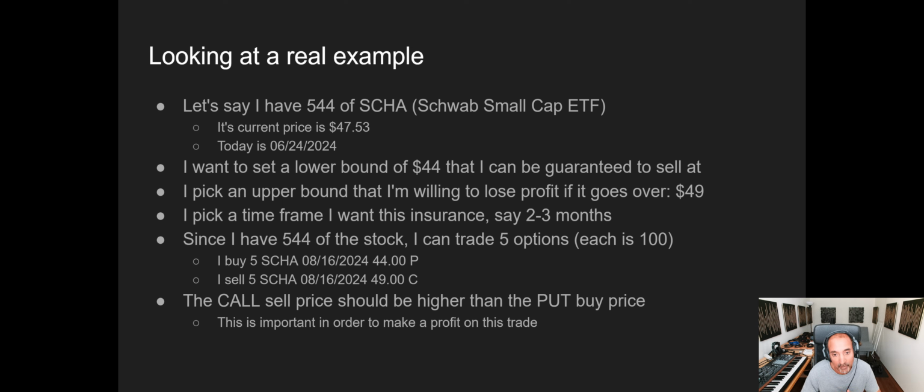So what I need to do is buy 5 SCHA puts at 44, and sell 5 SCHA calls at 49. The call sell price should be higher than the put buy price. In other words, what I'm selling is worth more than what I'm buying. And this is important to actually make a profit on this trade.